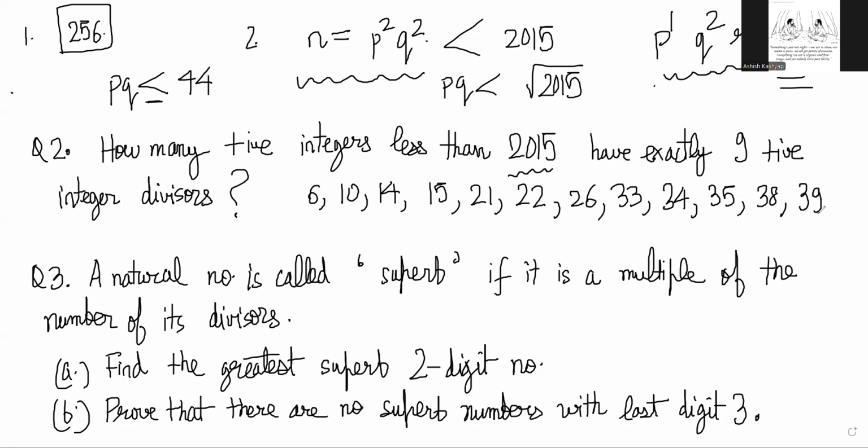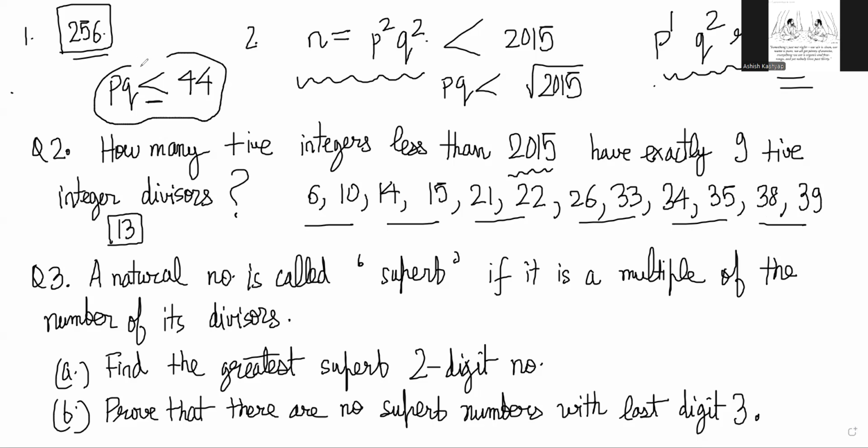40 can't be done. 41 is a prime. 42 can't be done. 43 and 44 don't work, right? No. So there are 12 numbers here, I think, and one number here. So the answer is 13. We need to keep PQ less than 44. Therefore, we don't need to check beyond it.